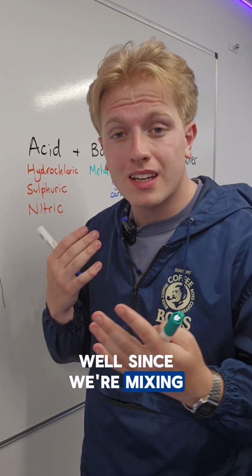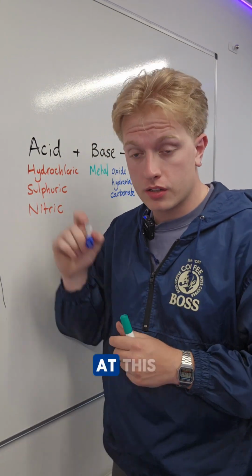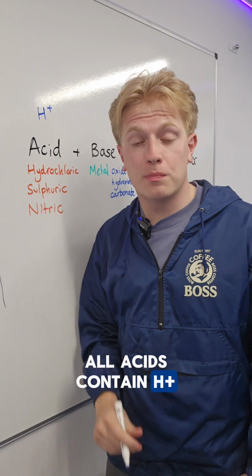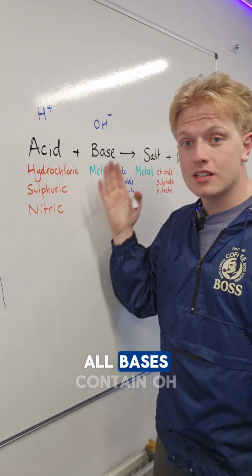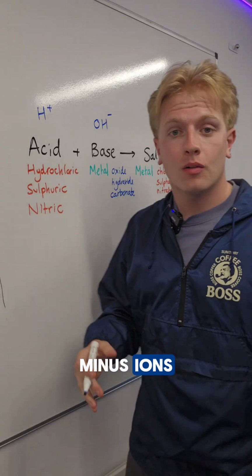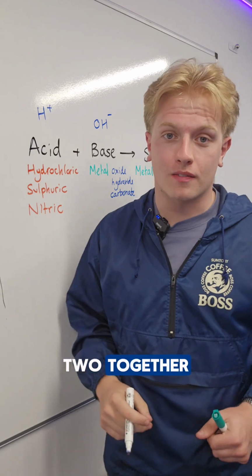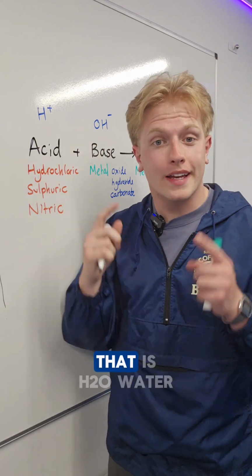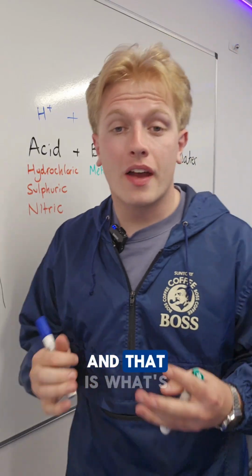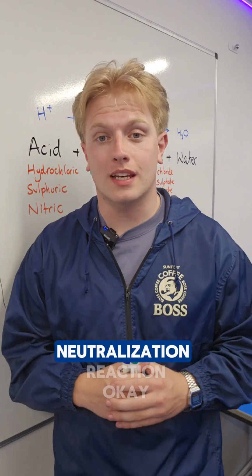Okay then, but where does this water come from? Well, since we're mixing an acid and a base, that is why. Look at this. All acids contain H+ ions. All bases contain OH- ions. What would you get if you put those 2 together? You'd have 2 H's and 1 O. That is H2O, water. And that is what's going on in any neutralization reaction.